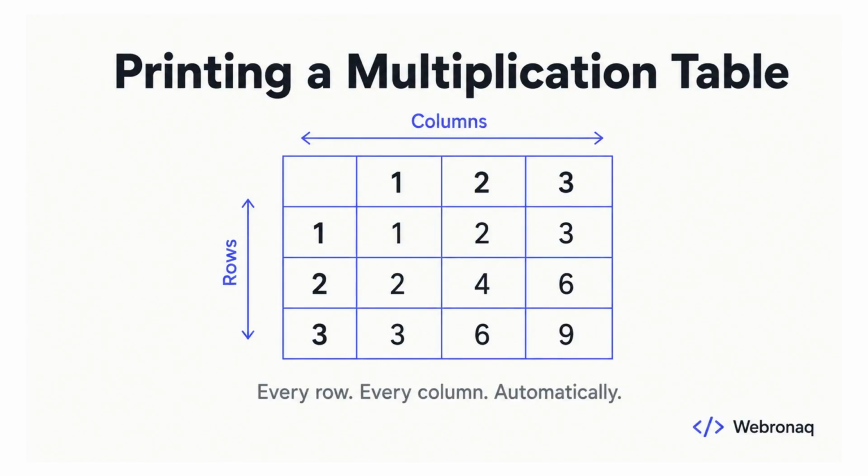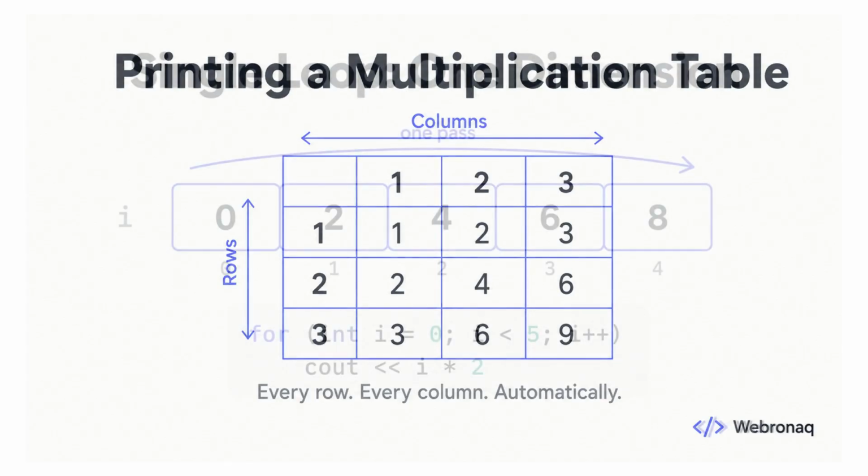They let you move through 2 dimensions at once. Rows and columns, layers and items, grids and matrices. By the end of this video, you will understand how nested loops work, how to read them step by step, and when to reach for them with confidence. Let us start with the foundation you already know, a single loop.